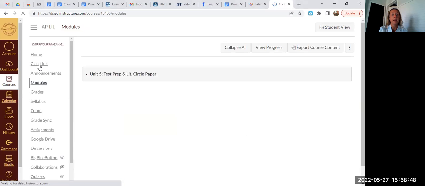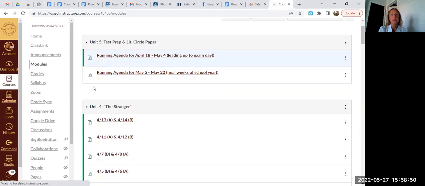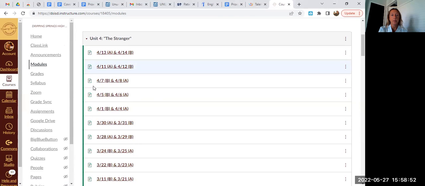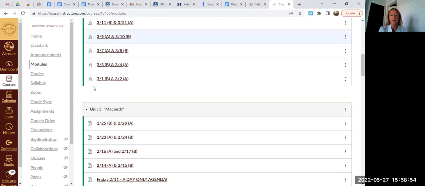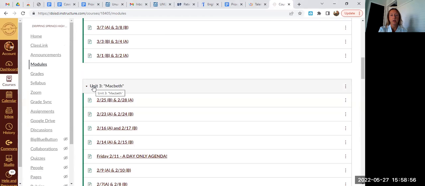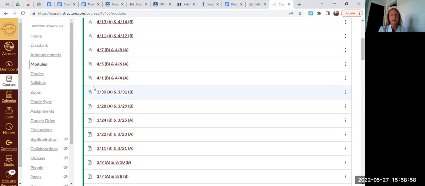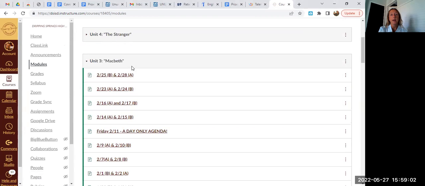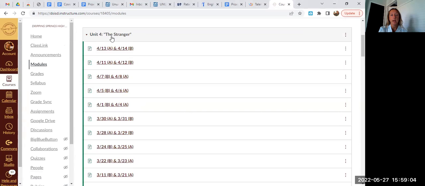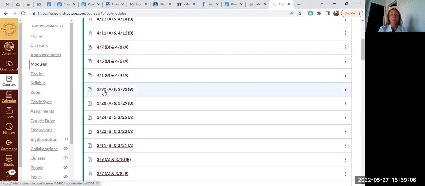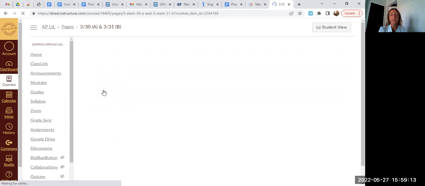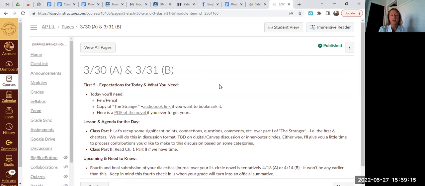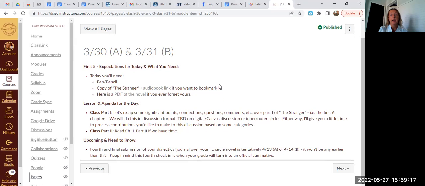Looking at Canvas modules, this is one way to structure a unit and then the whole breakdown of a semester or year-long course. To end this most recent academic year, my students read the novel The Stranger by Albert Camus, and one short lesson that we did, obviously this is a much condensed version, was a digital discussion. So they still get to engage with their peers.